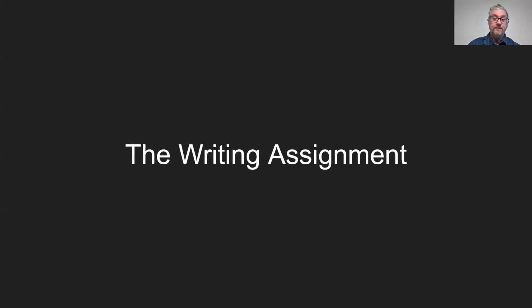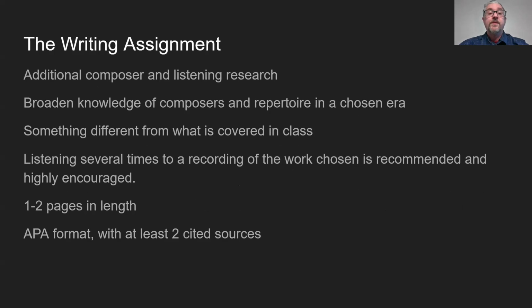The writing assignment. The writing assignment is to find an additional composer from one of the eras of music that we've studied and pick an additional work, and do a little bit of research on it. The point is to broaden their knowledge of composers and repertoire for the era that they choose. And like I mentioned earlier, it's supposed to be something different from what's covered in class.